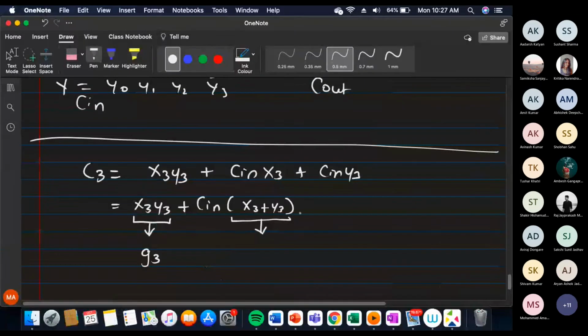So x3 plus y3, we can call it as p3. What is p3? x or y. Okay, we are performing an OR operation. We call it as a p. Is this clear so far?